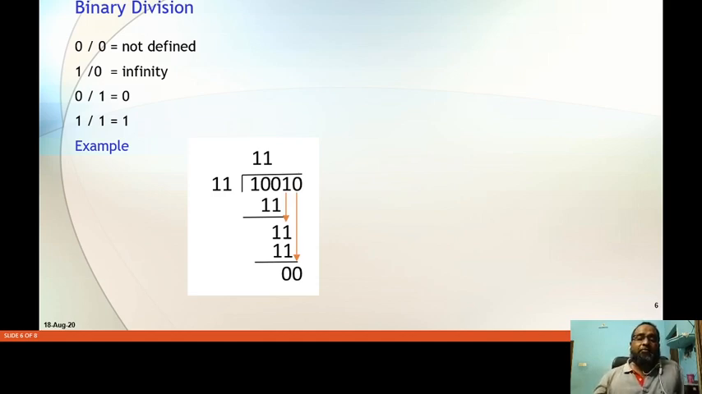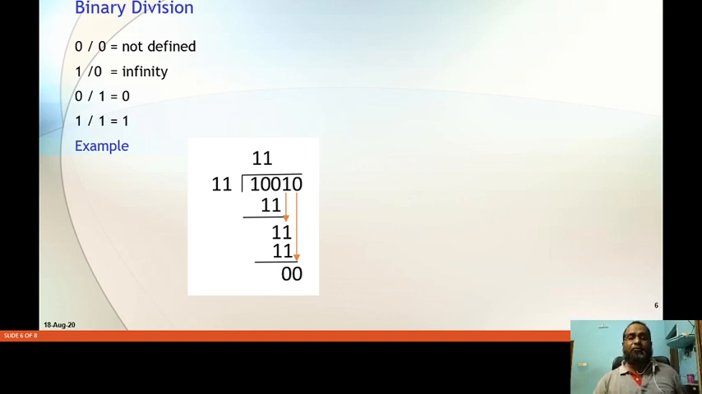So, you have to take 10010 and divide by 11. What to do? 10, it is not possible because 10 does not contain 11. So, you have to take one more digit, that is 100, and it contains 11 one time. Then take the difference, bring down the next digit, then again multiply, and you will be getting the remainder as well. So, just like our ordinary division, we have binary division.